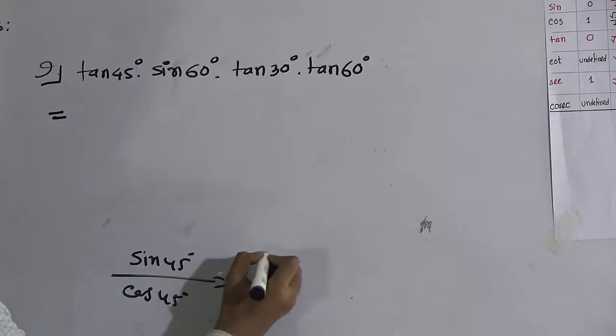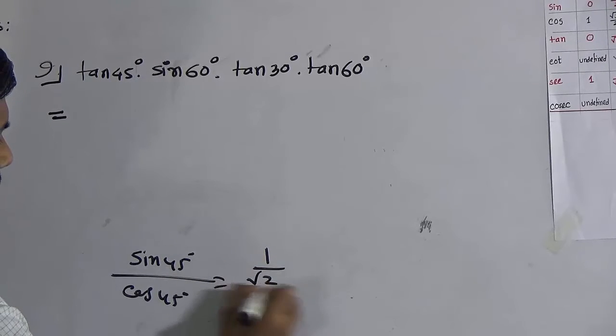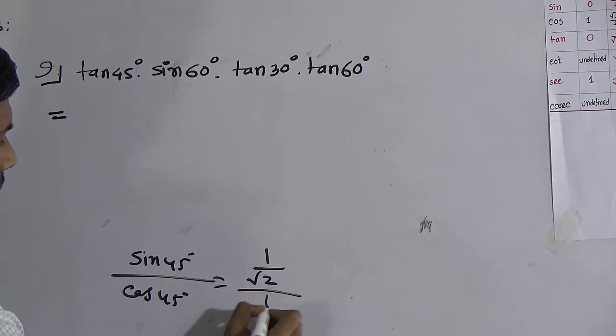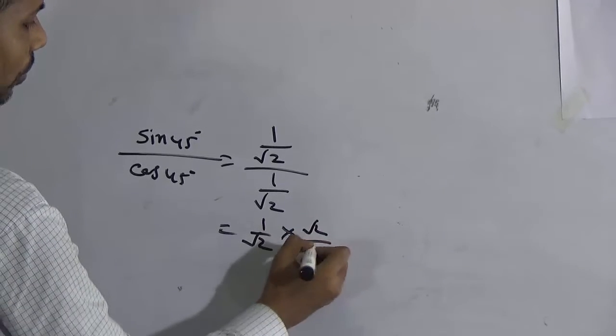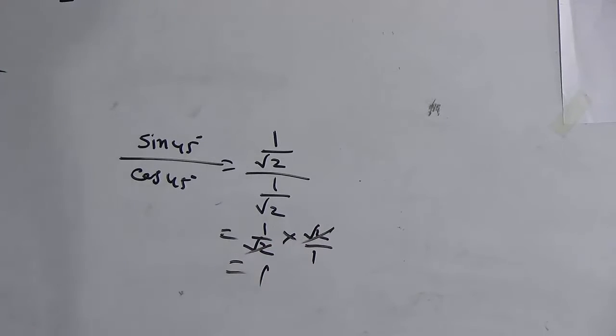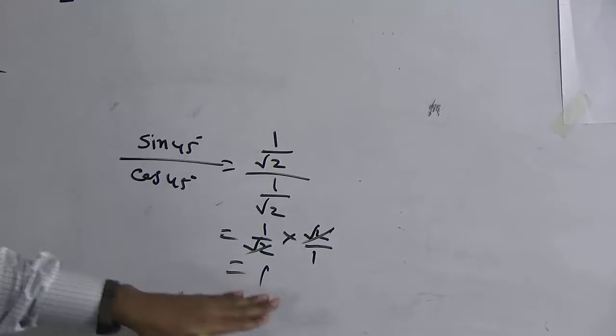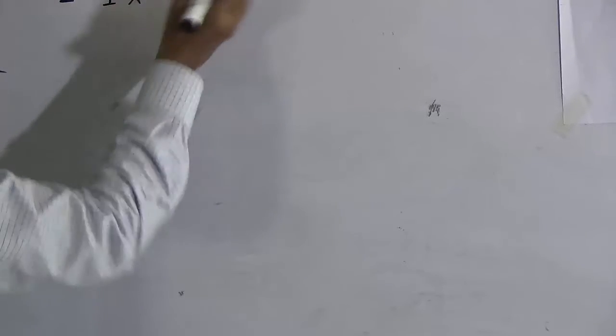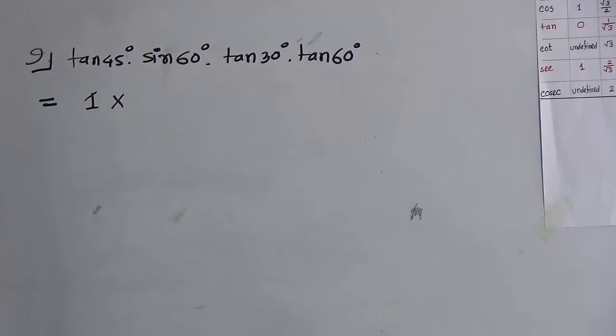Sin 45 degree equal to what? 1 by root 2. Similarly, cos 45 degree equal to what? 1 by root 2. Okay? Then you can determine, look, root 2 by root 2 vanishes. Then we get 1. Okay? Like this way. That means we have got tan 45 degree equal to 1. So write tan 45 degree equal to 1 into sin 60 degree equal to what?